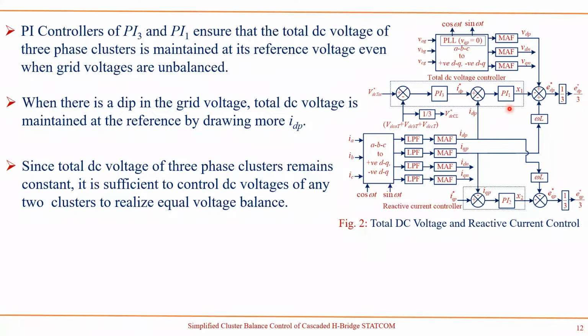The PI controllers PI1 and PI3 ensure that the total DC voltage of three-phase clusters is maintained at the reference voltage, including when grid voltages are unbalanced. When there is a dip in the grid voltages, the total DC voltage is maintained at the reference by drawing more IDP. Therefore, as the total DC voltage of three-phase clusters remains constant, it is sufficient to control DC voltages of any two clusters to realize equal DC voltage balance among the phase clusters.